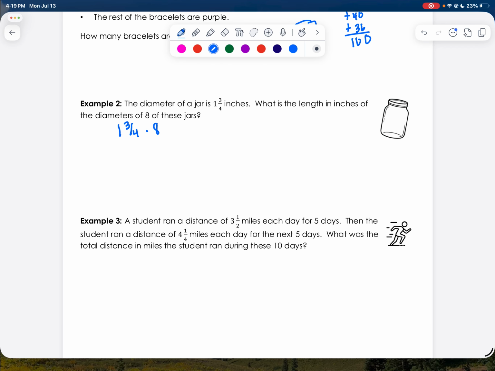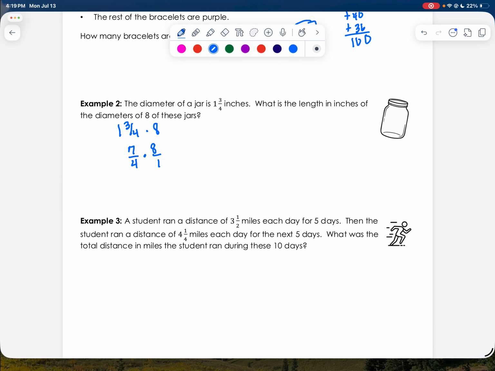3/4 times 8. Now, to multiply a mixed number by a whole number, I need to turn both of these into improper fractions. So 4 times 1 is 4. 4 plus 3 is 7. So we're multiplying 7/4 times 8 over 1.